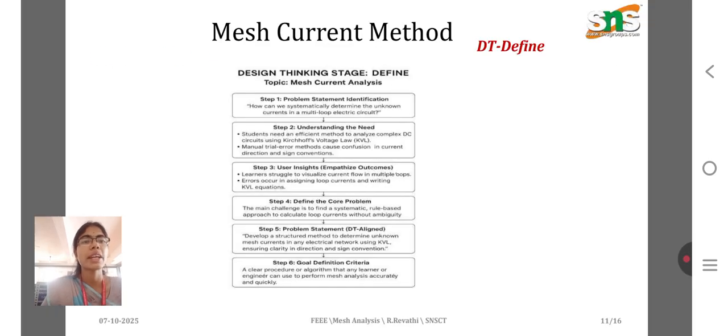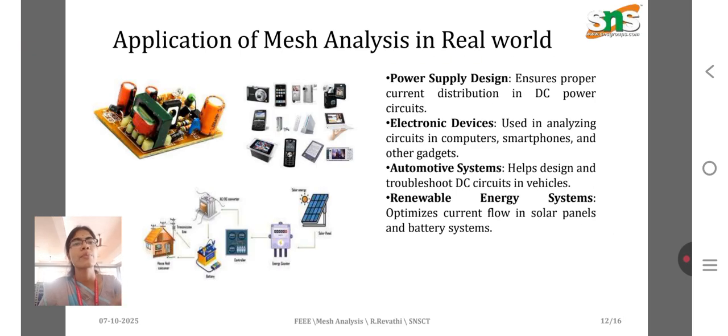Next, problem statement identification: define the core problem and the core definition criteria we can achieve in mesh analysis. The basic applications of mesh analysis are: power supply design, to ensure distribution in DC power circuits and electronic devices such as smartphones, computers and gadgets; automotive systems, to help in troubleshooting DC circuits in vehicles; and renewable energy systems, optimizing the current flowing in solar panels and battery systems. These are the real world uses of mesh analysis.